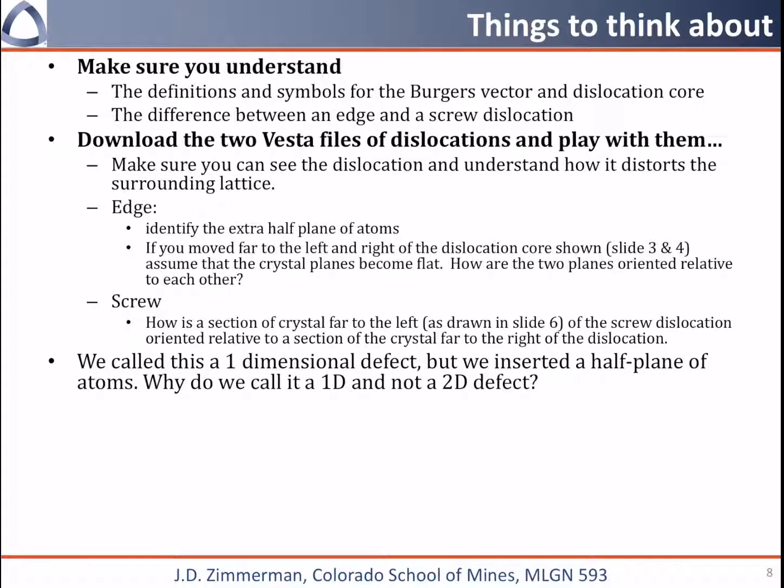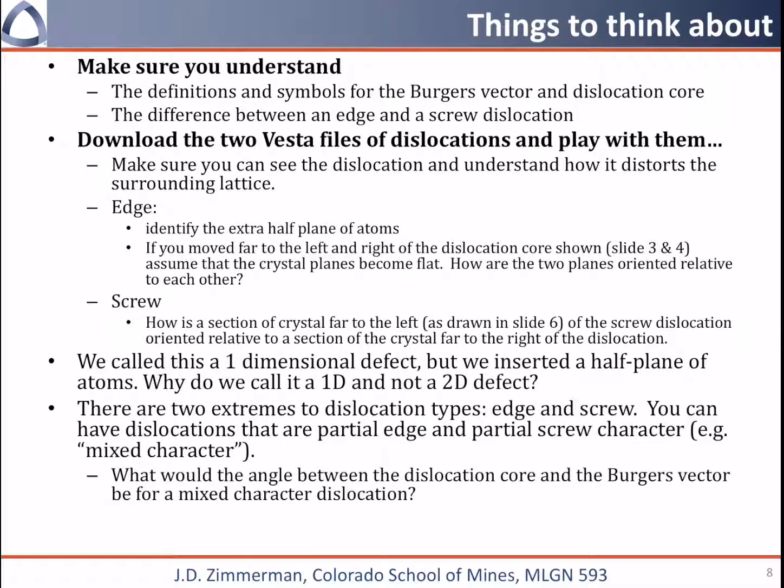I called this a one-dimensional defect, but I inserted a half plane of atoms. If it's a plane of atoms, why did we call it one dimension? And there are 2 extremes to dislocation types, edge and screw. You can also have mixed dislocations, and these have partial edge and partial screw character. So what would the angle between the dislocation core and the Burgers vector be for a mixed character dislocation?